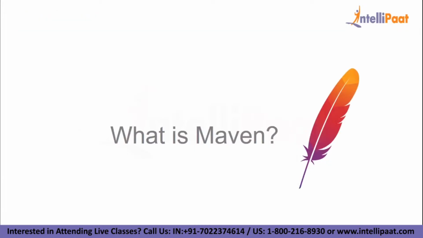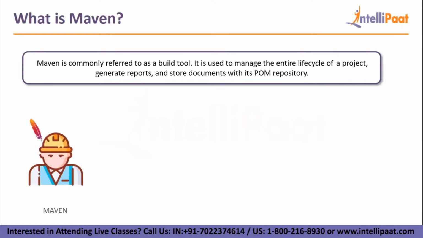Now that we know why we need Maven, we can move on to what Maven actually is. Maven is commonly referred to as a build tool. It is used to manage the entire life cycle of a project, generate reports, and store documents with its POM repository. It's a successor to an older tool called Apache Ant, which was developed in the 1990s to do the same thing. But it's old and obsolete now. People use Maven in the industry because it's a lot more automated and it's a lot more standardized. Also, it's mostly used for Java-based applications.